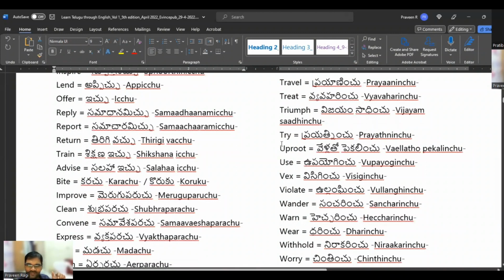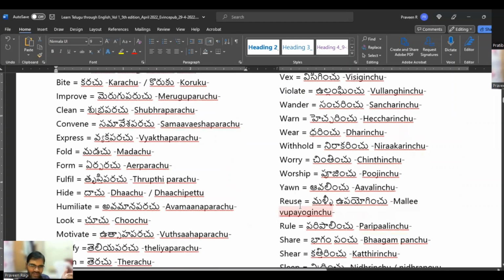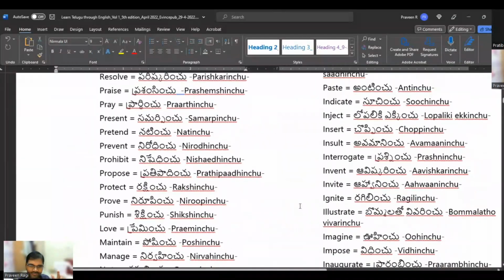In my case, I use this: try, use. Okay, you can. తిరిగి వచ్చు. Which one? English. తిరిగి వచ్చు. Return. Okay. Yeah, like that there are so many. You can make sentences and show me in the next sentence by following the previous one.